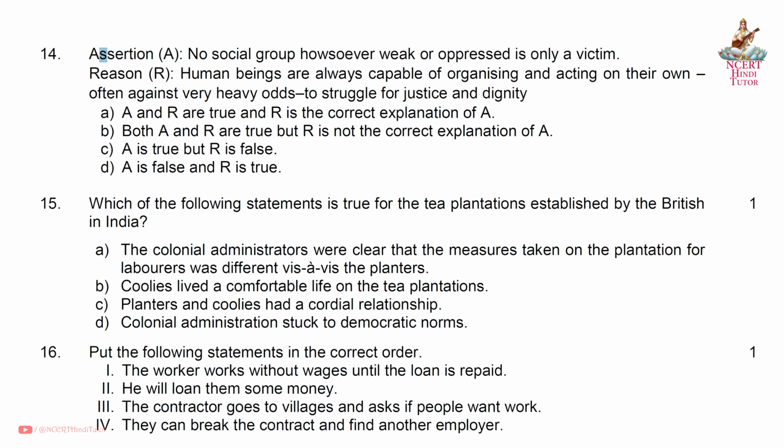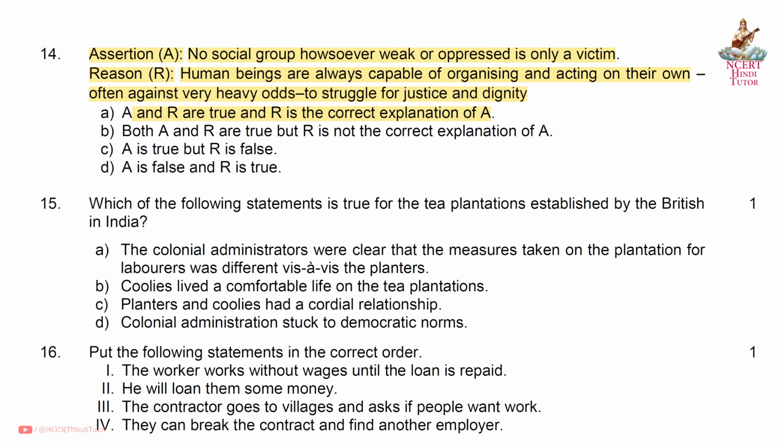Question 14. Assertion (A): No social group, howsoever weak or oppressed, is only a victim. Reason (R): Human beings are always capable of organizing and acting on their own, often against very heavy odds, to struggle for justice and dignity. Answer: A and R are true, and R is the correct explanation of A.